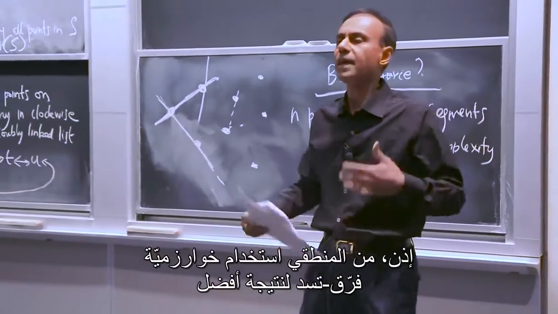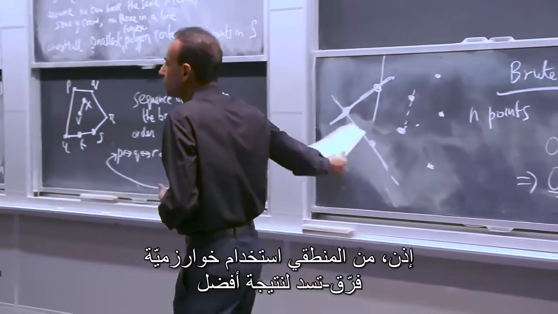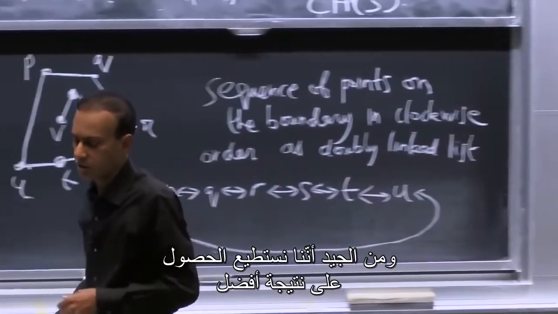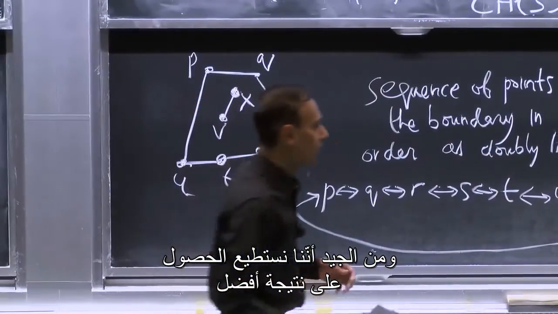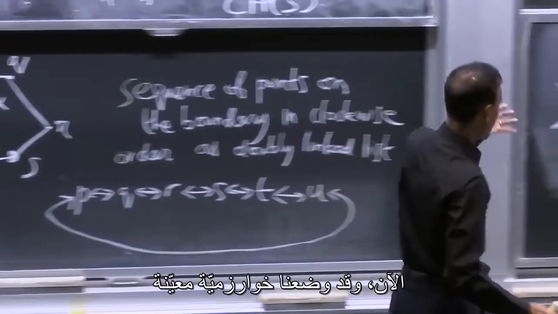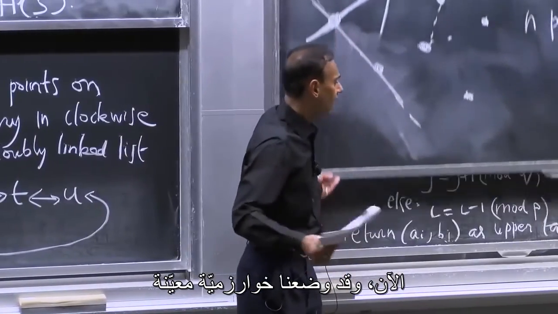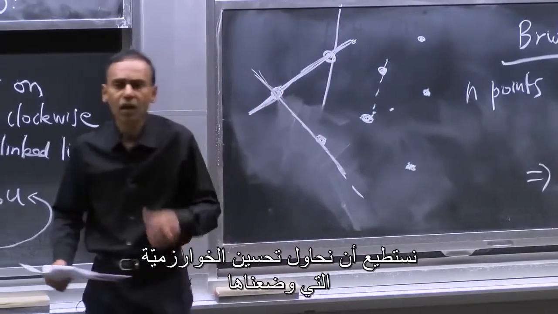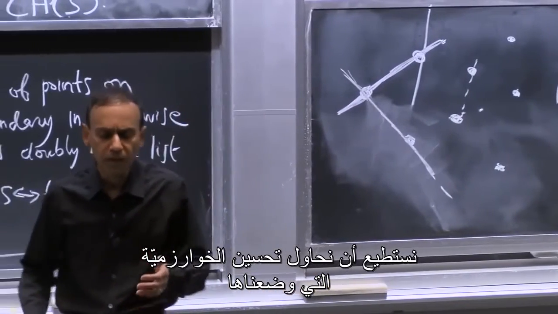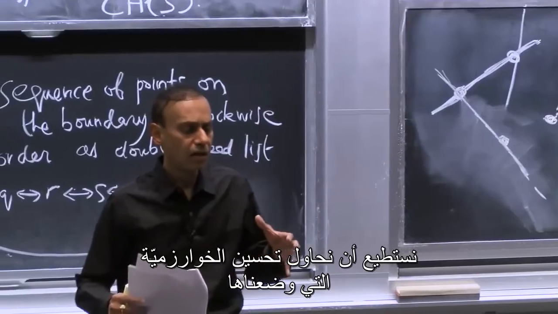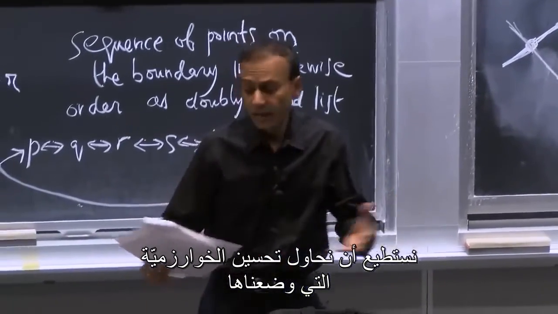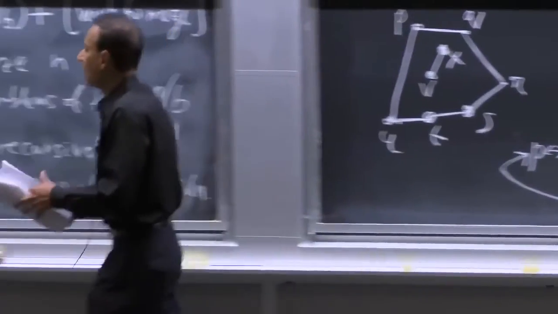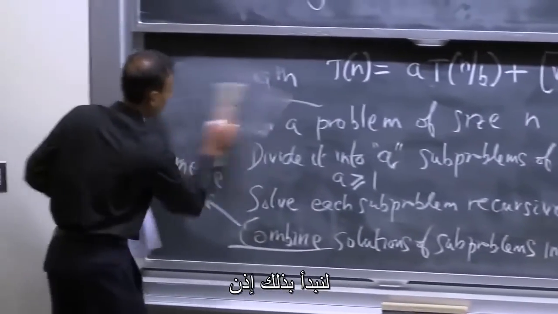Okay? So it makes sense to do divide and conquer if you can do better than this, because this is a really simple algorithm. Right? The good news is we will be able to do better than that. Now that we have a particular algorithm, we can think about how we can improve things. And of course, we're going to use divide and conquer. So let's go ahead and do that.